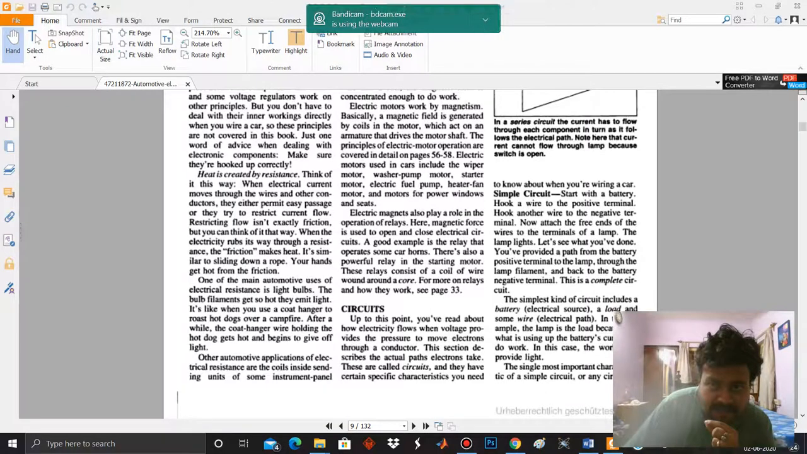Electric magnets also have a role to play in the operation of relays. Here magnetic force is used to open and close electric circuits. A good example is the relay that operates in some car horns. There is also a powerful relay in starting the motor. These relays consist of a wire that is wound around a core.